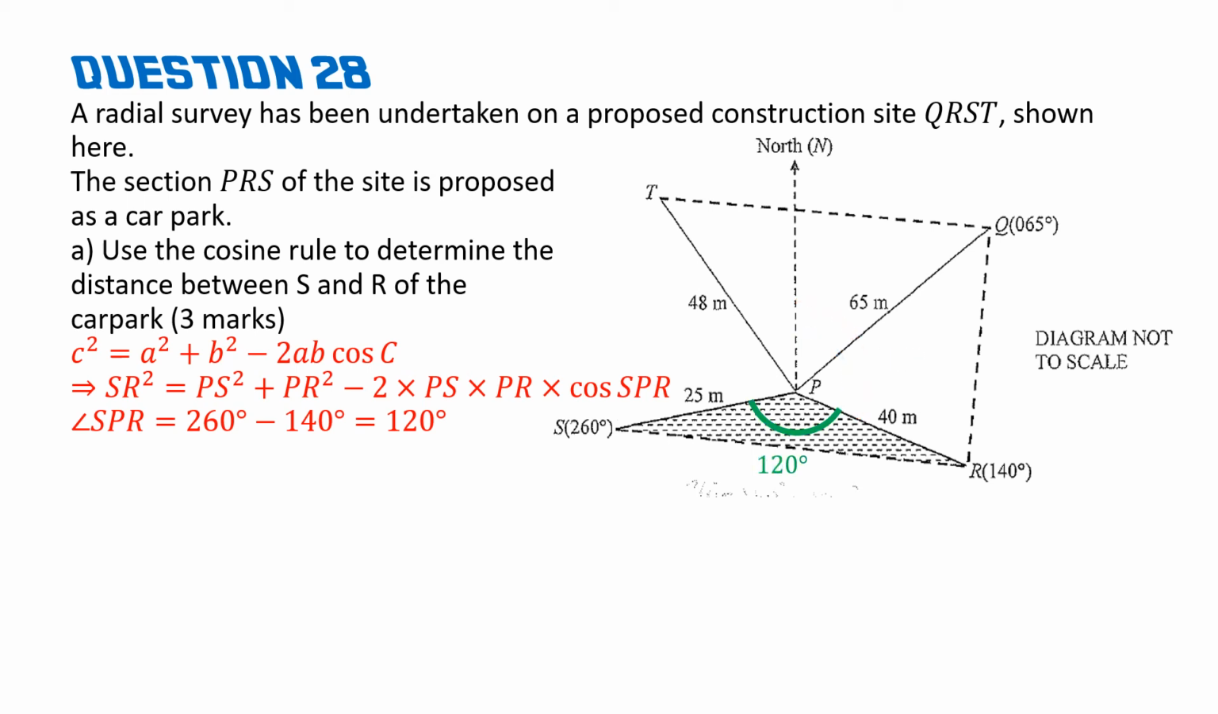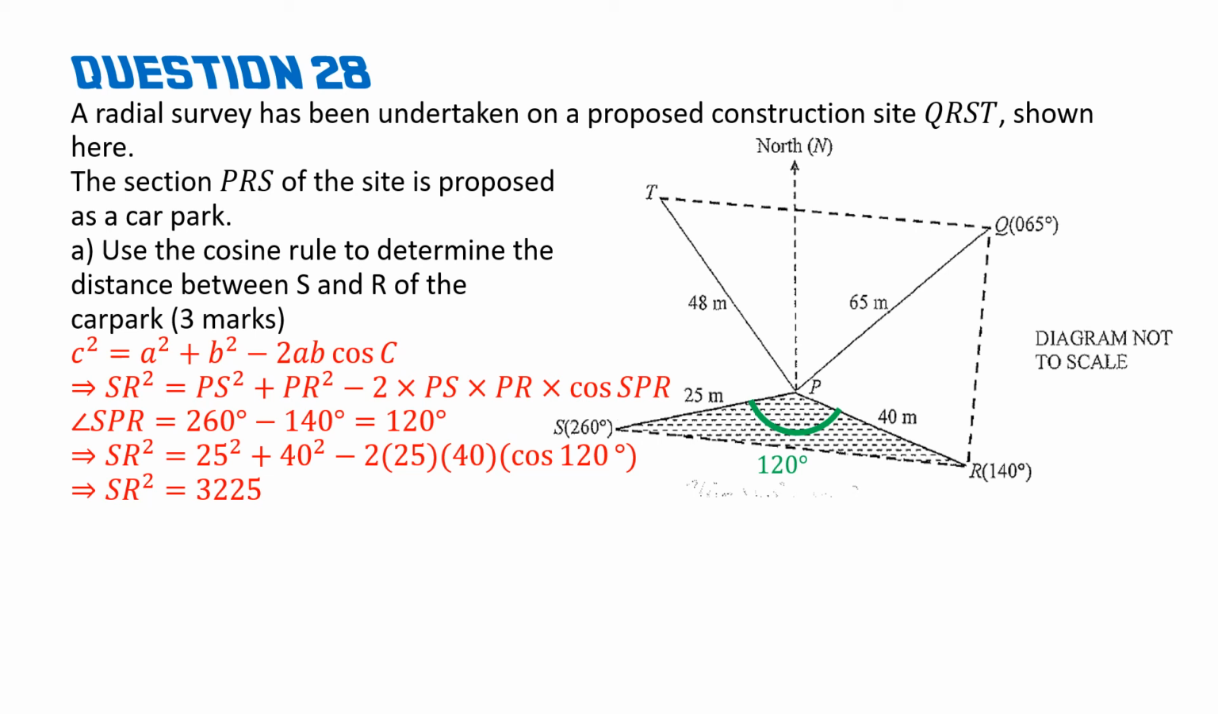So let's just mark it in there in green. So there's our angle of 120 degrees. So now I can put that in for SPR. So SR squared is going to be 25 squared plus 40 squared minus 2 times 25 times 40 times the cos of 120 degrees. Now I can just plug that straight into my calculator and it comes back telling me that SR squared is equal to 3,225. That's SR squared.